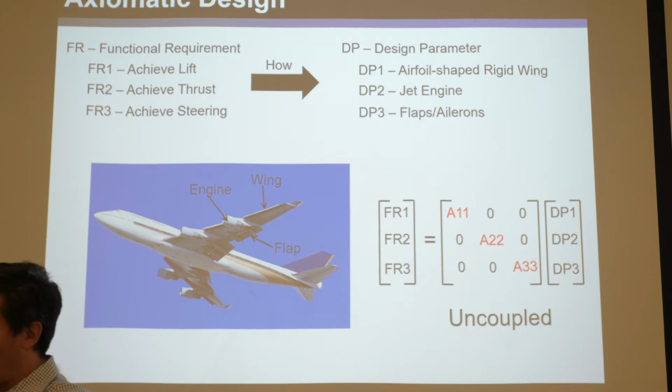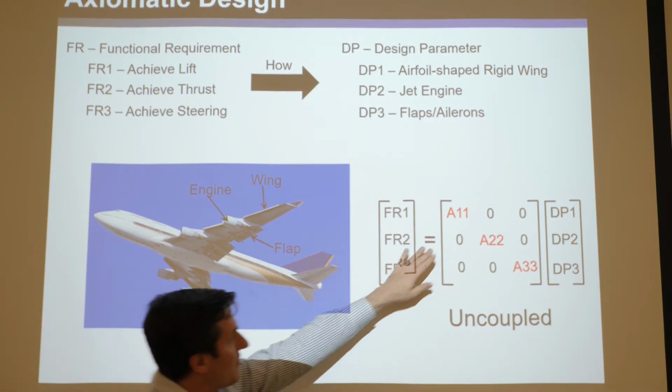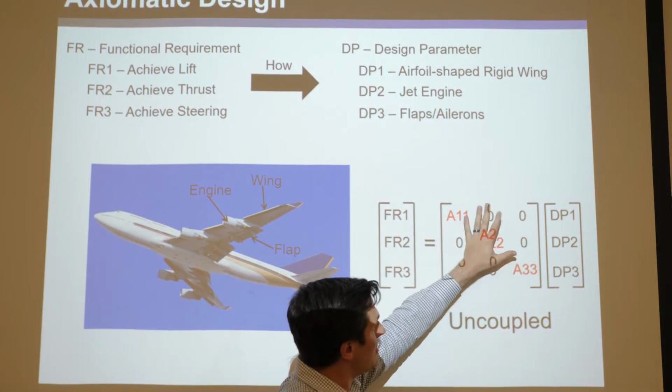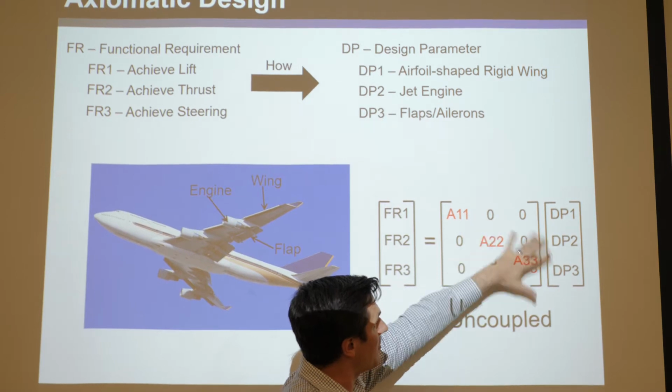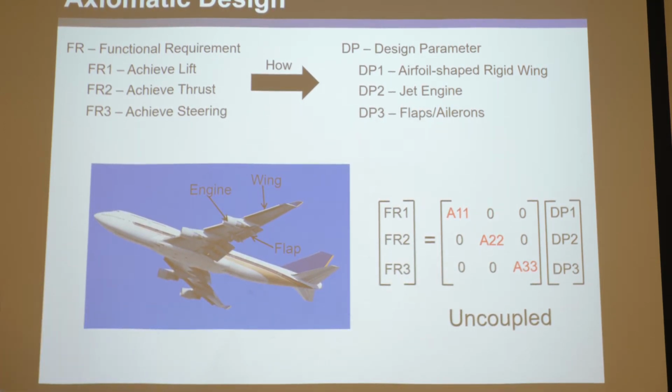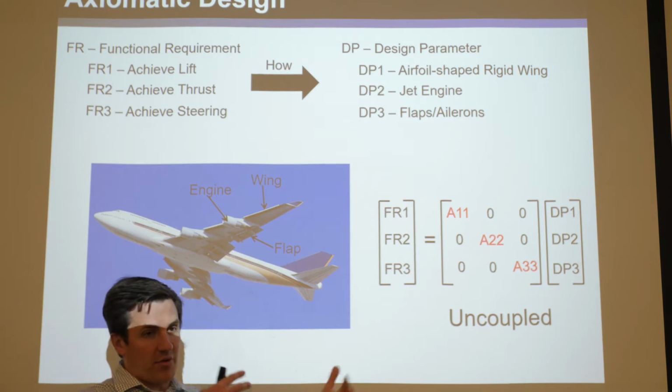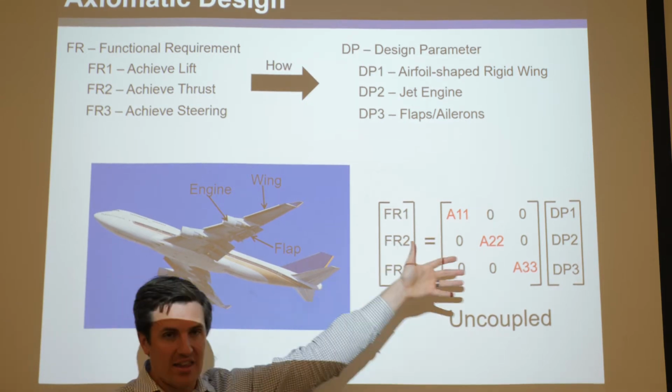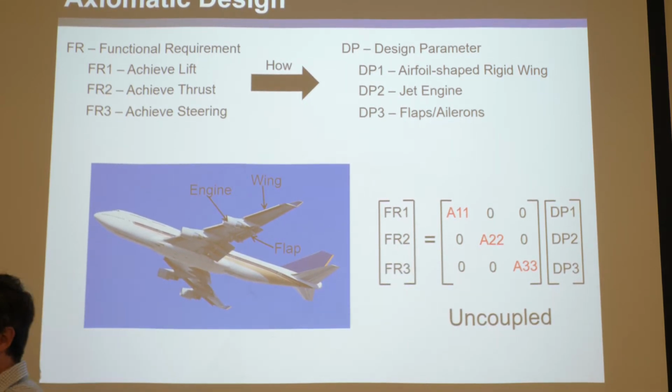You can imagine if they were coupled, if there were numbers, or if these weren't all zero, if they were different numbers, then all three design parameters influence each functional requirement. Then, if one functional requirement doesn't work, you have to tweak all three design parameters. Those may change and break the other two. So you don't want things to be coupled.